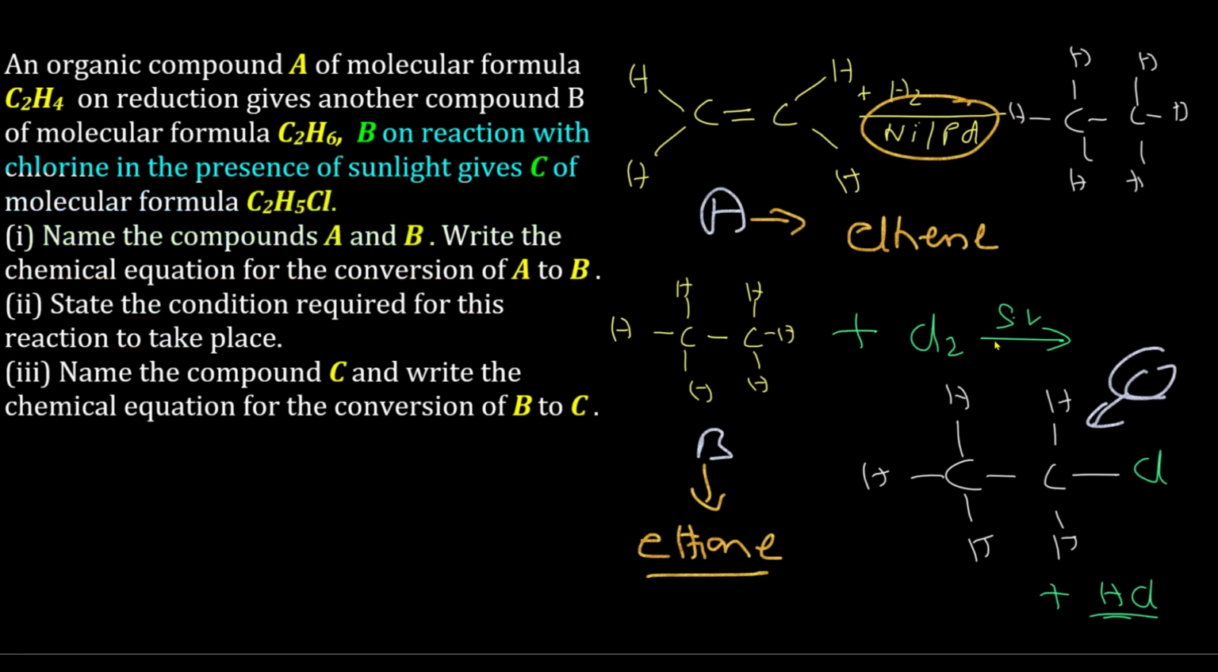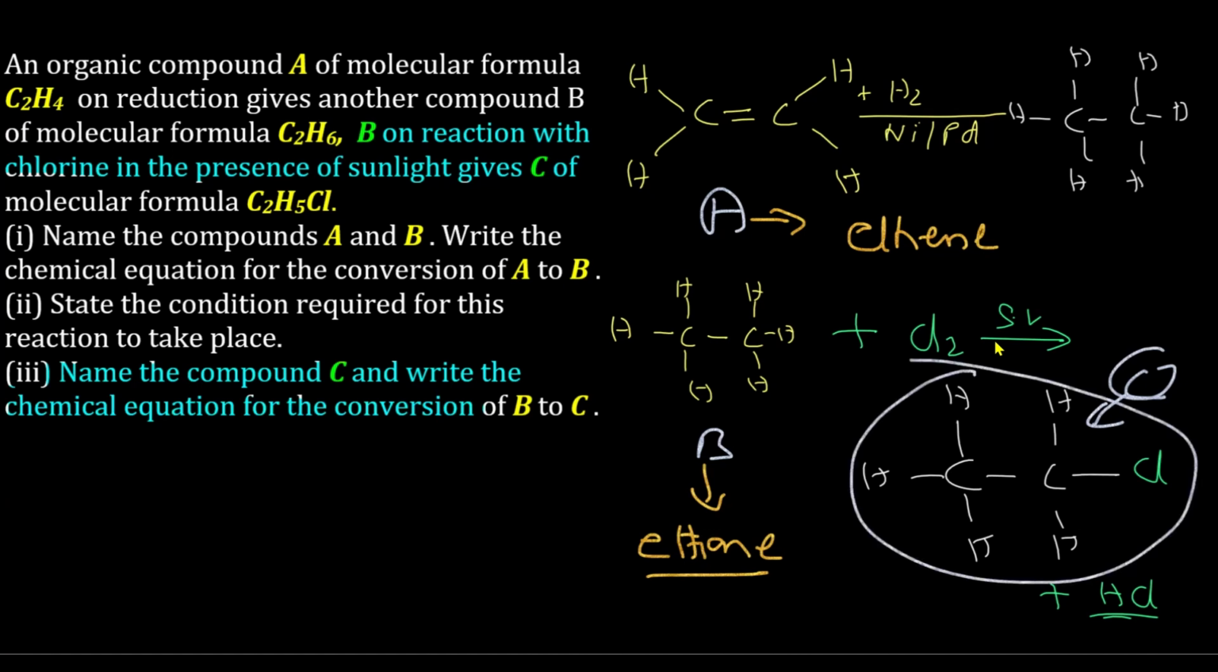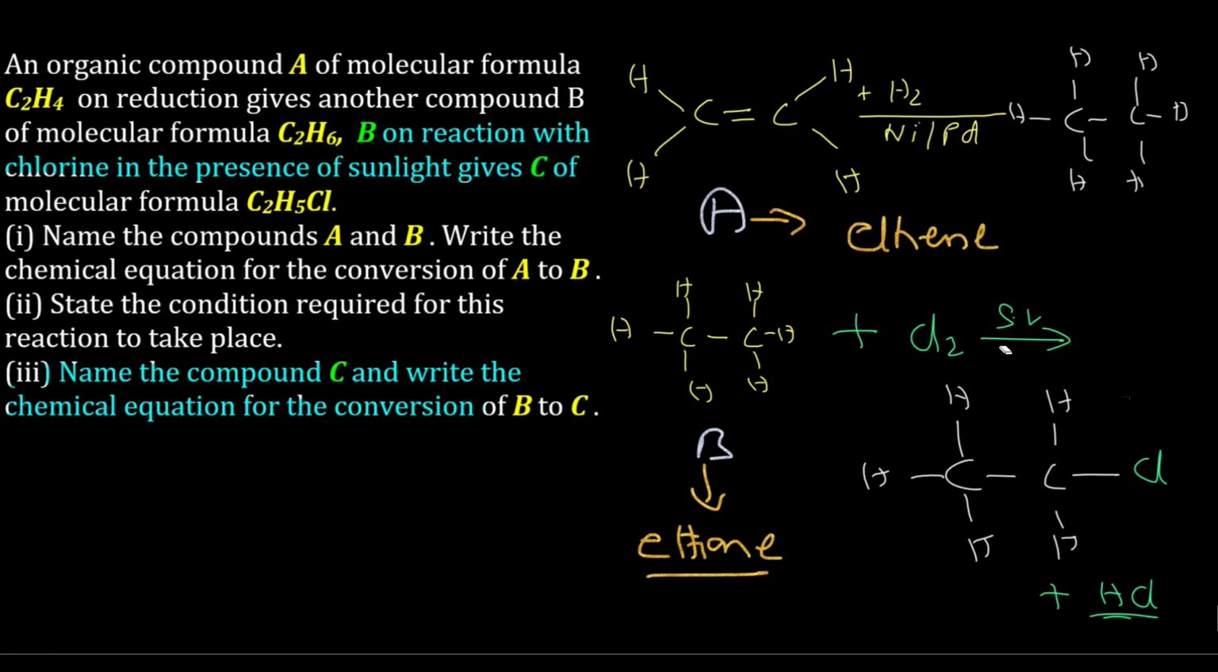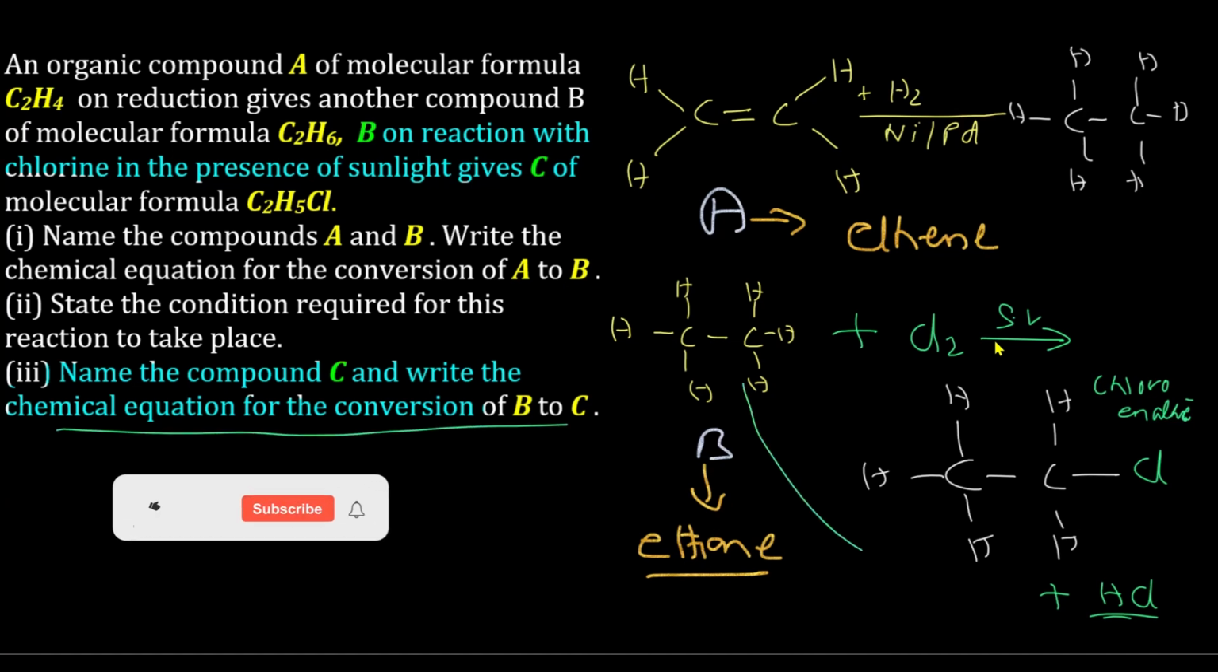Now moving to the next question, the third part. What does it say? Name the compound C and write down the chemical equation. So the compound C is what? As you can see, this is chloroethane, is the name of this compound. I can write over here, this is chloroethane. And finally, the chemical equation for the conversion. Clearly, we have shown here the chemical equation involved in the conversion. So that should be the answer in this case.